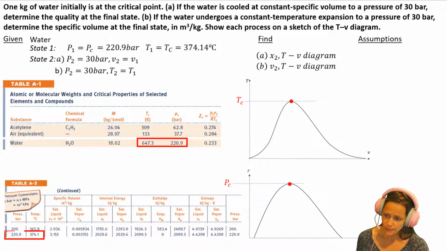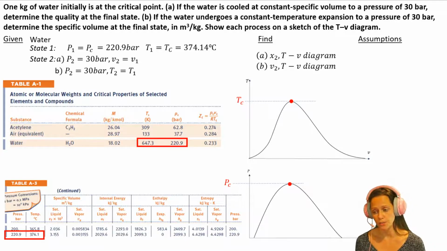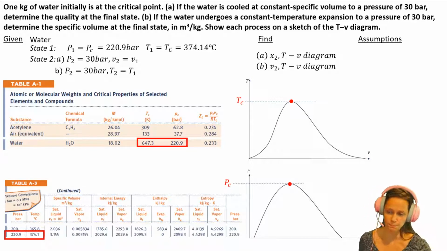So also, you could get the same information from table A3 that will also list the critical temperature and pressure, and it's just the last line on table A3, saturated tables for water organized by pressure.